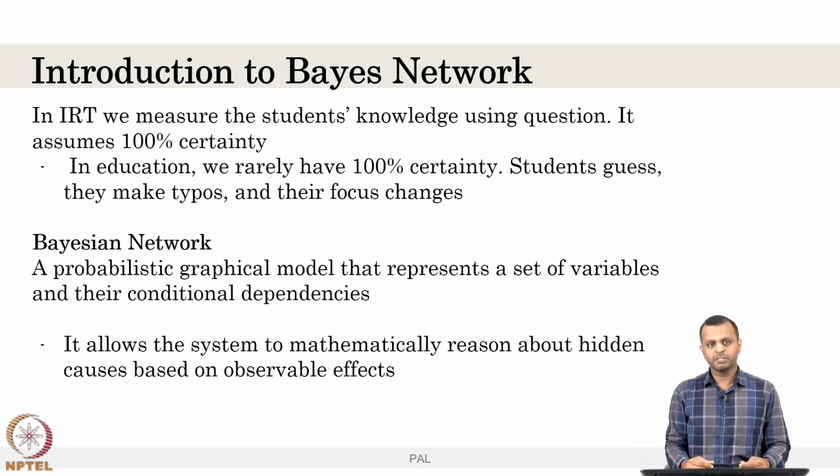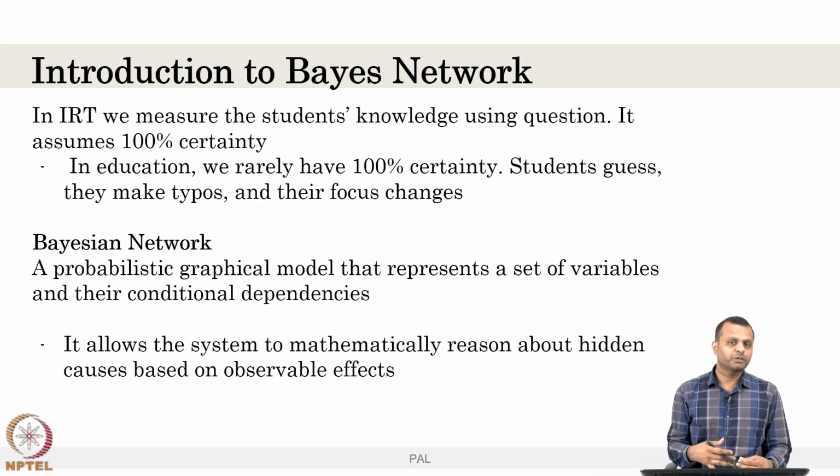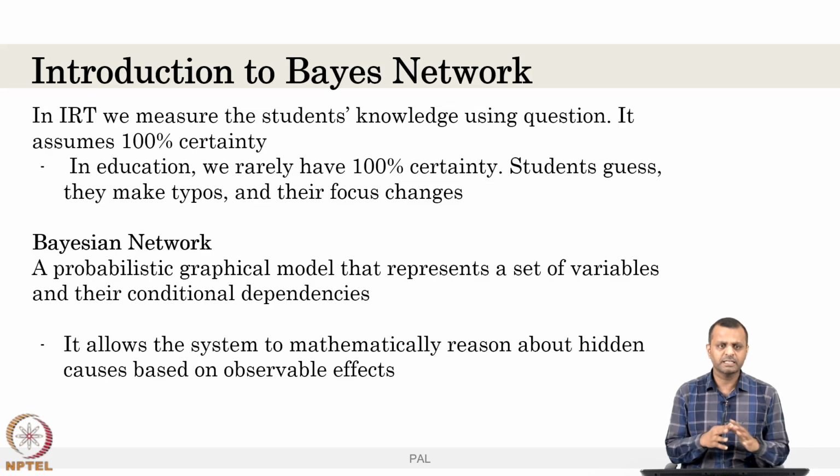In IRT, that is item response theory, we measure the student's knowledge using a set of questions. The questions say yes, the student understood the topic, or no, not understood the topic. It is always binary, and it assumes 100% certainty. For example, if the student answered the question, it means he knows the concept. If he did not answer, he doesn't know the concept. There's no in between. There's no allowance that the student might have made a mistake, or might have guessed the answer, or might have given a correct answer without knowing it. We can't have any in-between value. Whatever the student's response is, it is taken as 100% certainty that he knows the concept or doesn't know the concept.